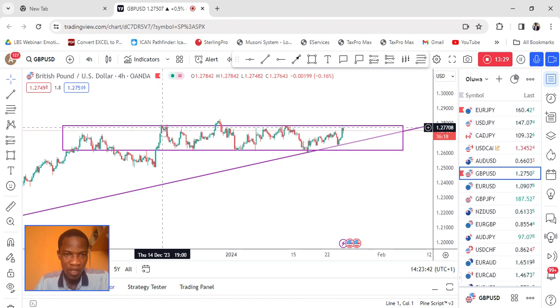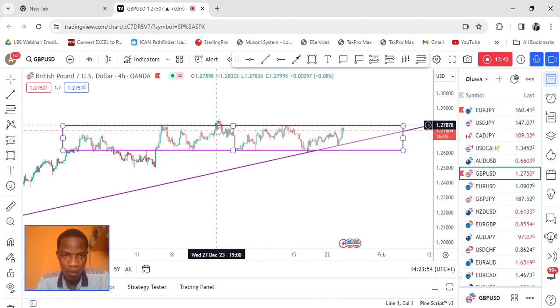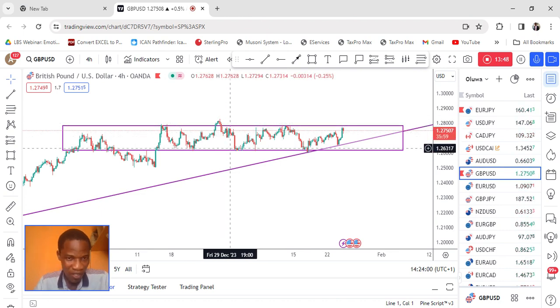Want to break it here. It's come back to the range, go up a little bit, come back to the support line from the range, then goes up, break it out, but it's reversed back to this range. As you can see what I'm explaining from here.